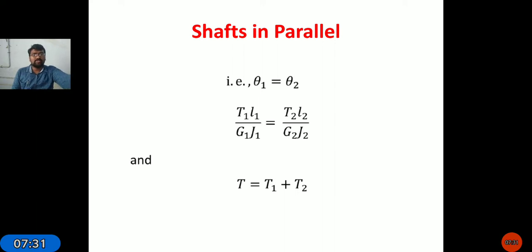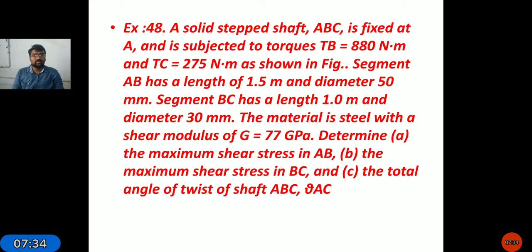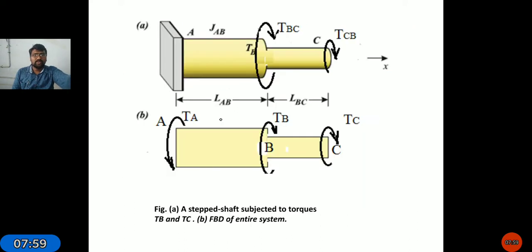Now we will solve one example. Here the problem states that a solid stepped shaft ABC is fixed at point A and is subjected to a torque at B of 880 Newton meter, and a torque at C of 275 Newton meter, as shown in the figure. It is the stepped shaft ABC with fixed end A, junction B, and free end C. Here they have given the torque at points B and C.